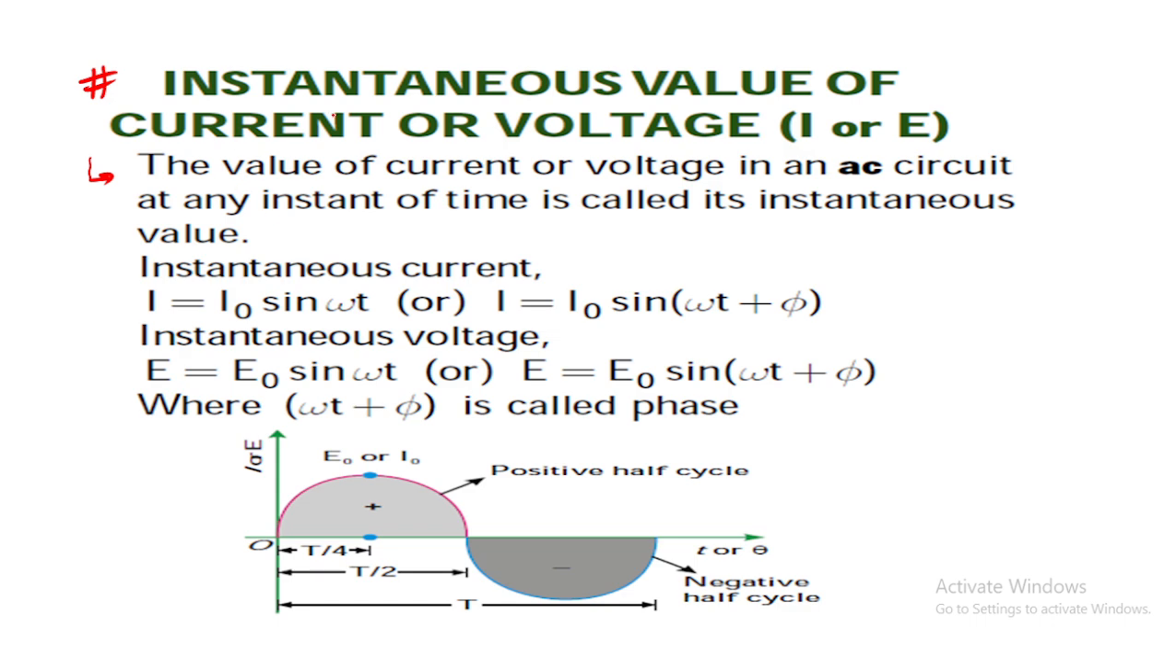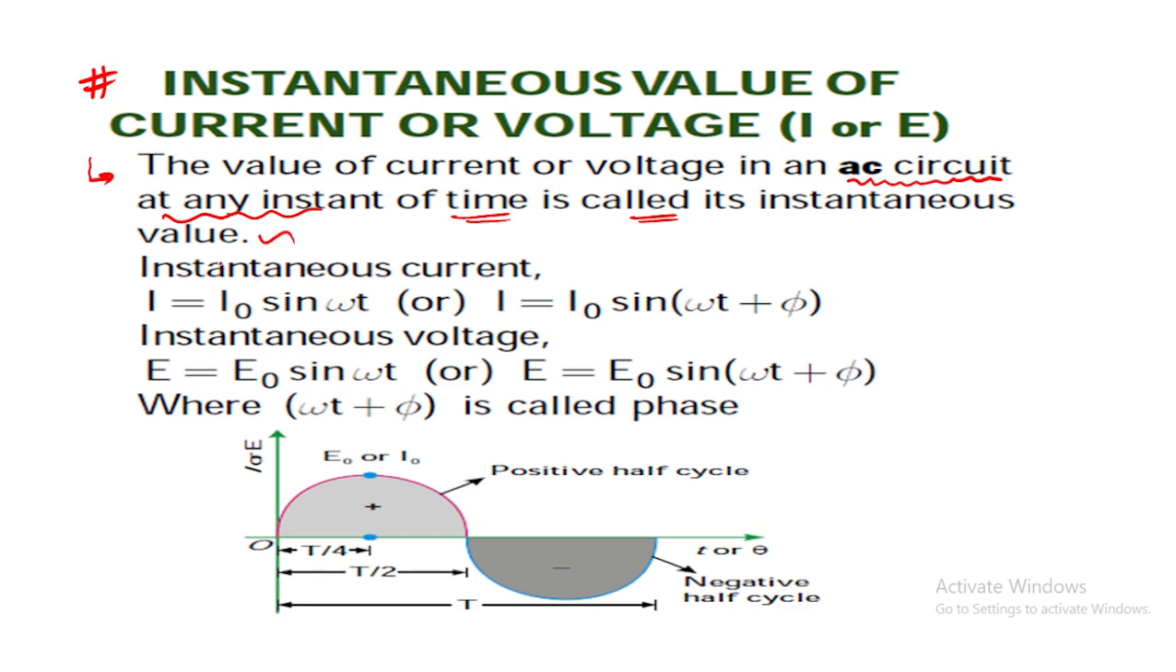Instantaneous value of current or voltage. In an AC generator, you have already seen these things. Yes or no? So what is the idea? The value of current or voltage in an AC circuit at any instant of time is called the instantaneous value. What do you call this one?